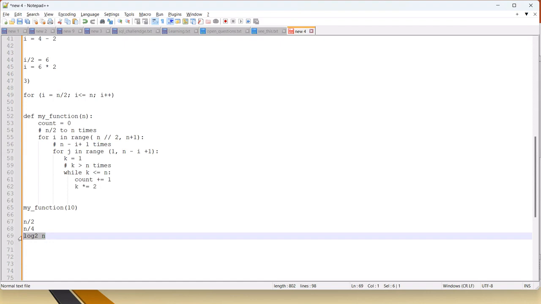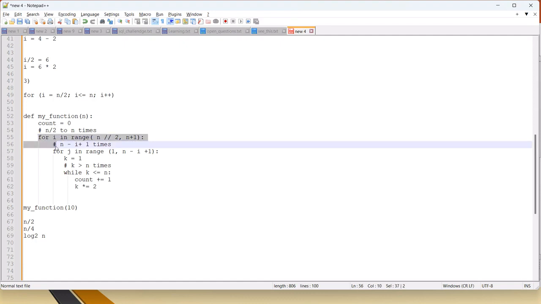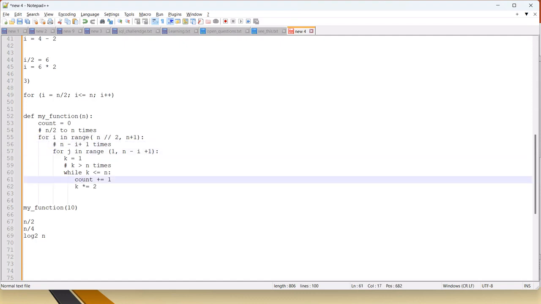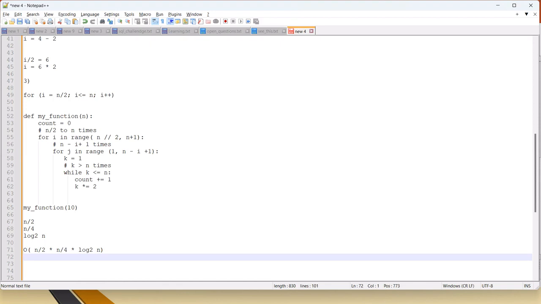So now here we have this within a loop, right? What we have to do is multiply, because these are not individual loops. Yesterday we saw that if they are individual loops we do the addition, but these are within another loop. This loop is within this loop and this while loop is within these two for loops, so we have to do the multiplication. So now let's put it in a proper way: n by 2 into n by 4 into log 2 n. This is how it will become.